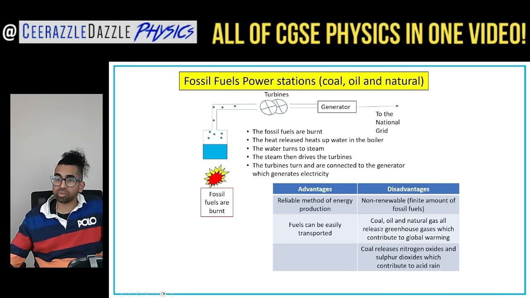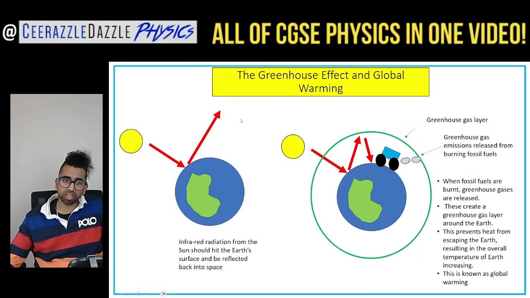Coal, oil, natural gas all release greenhouse gases which contribute to global warming. Coal releases nitrogen oxides and sulfur dioxides which can contribute to acid rain. The greenhouse effect in global warming. So right now, this is going to be a disadvantage of using the fossil fuels.